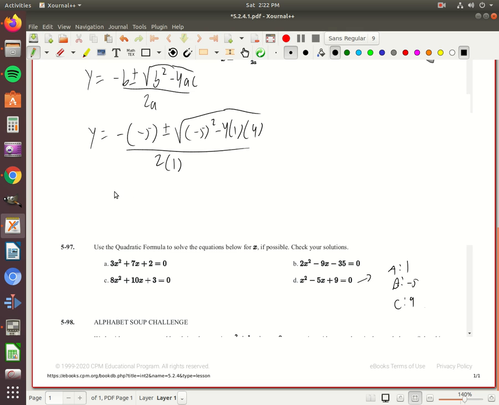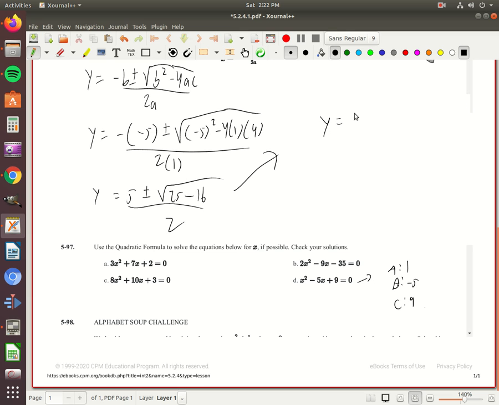So a negative negative 5. And again, you can see I'm real methodical every time. That way I don't screw up my signs. It's really easy to get your signs screwed up. Negative 5 squared is 25. A negative times a positive is negative. 4 times 1 times 4 is 16. All of that is over 2.